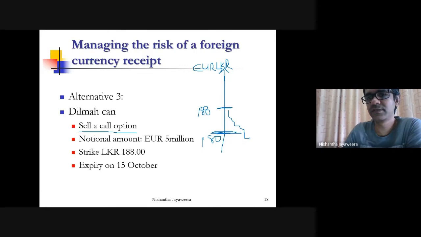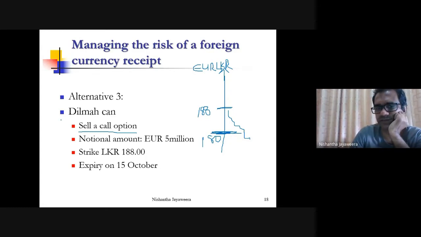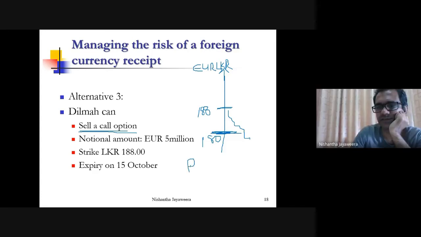Apart from that 180 rupees, you get another cash flow. What is that? When you sell a call option, you get the premium. So then it will be somewhere here. Effectively, you may be selling at 182 or something like that.